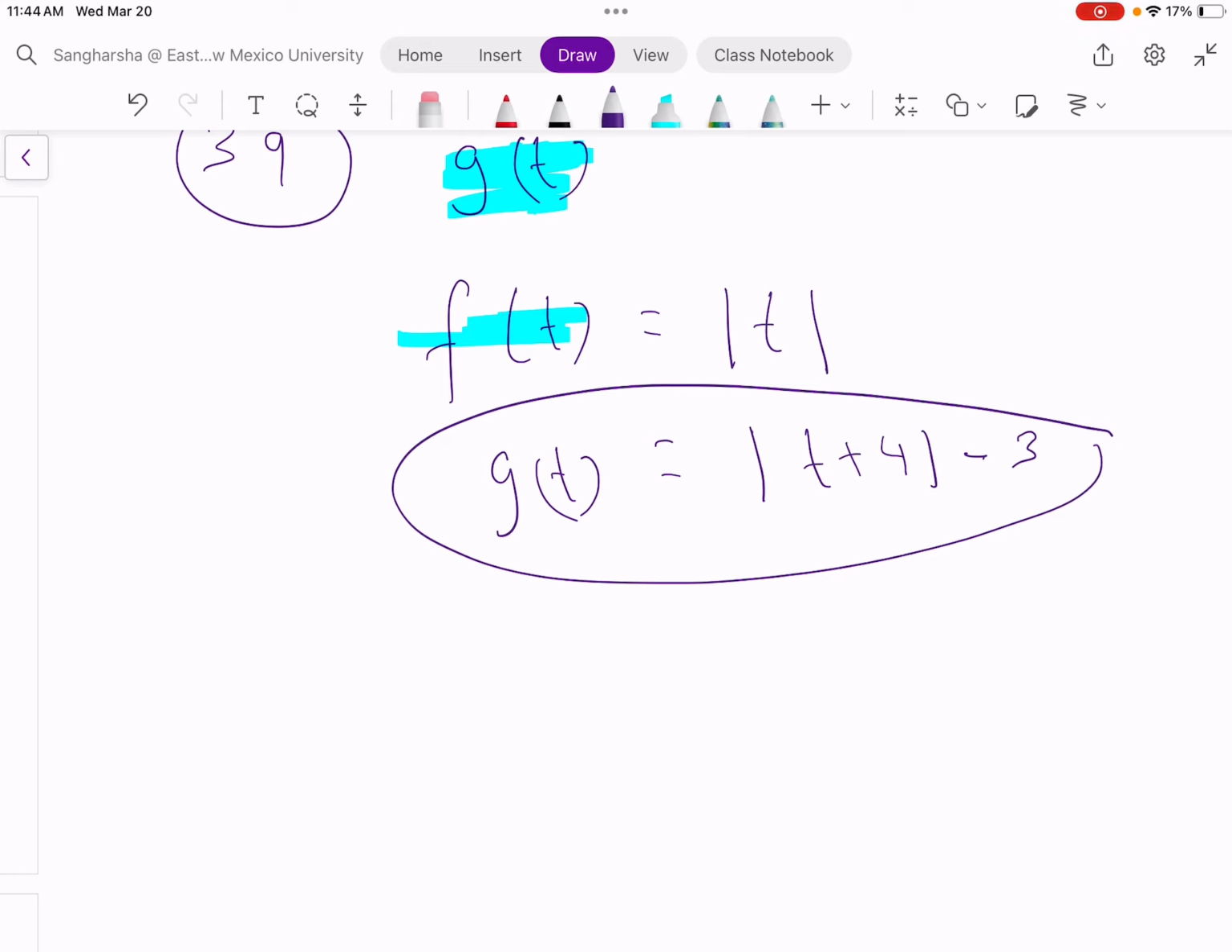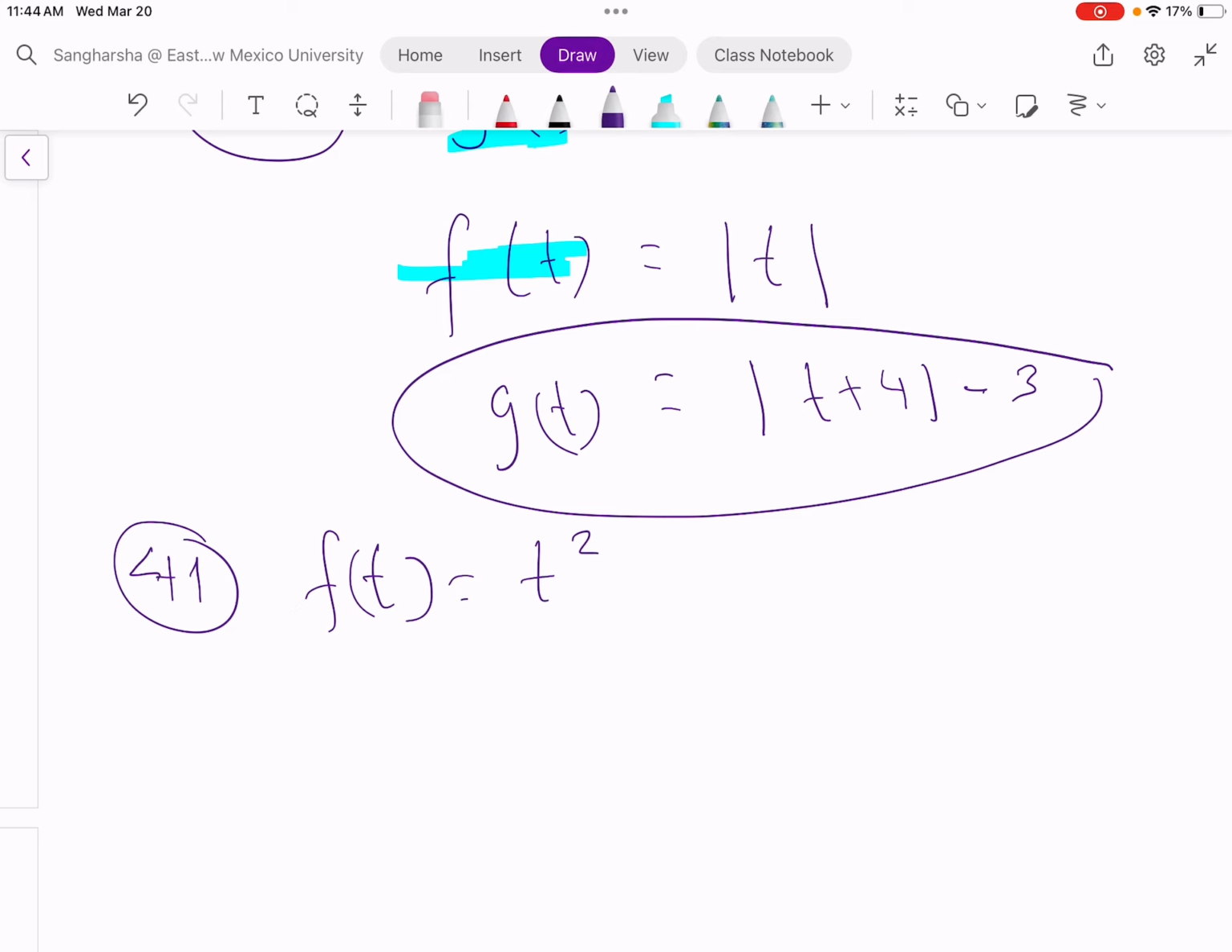Okay, let me do one more. Let me do number 41. We need to write the equation of a function, and your function starts from f of t equals t squared. The basic function is this one, and the function is formed by a factor of -3. Now how do we write that? A factor of -3 means we are multiplying this basic function by -3, so we have -3t squared, and moving it to the right by 1 unit.